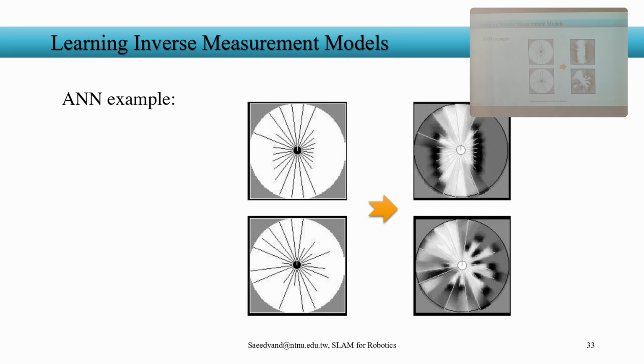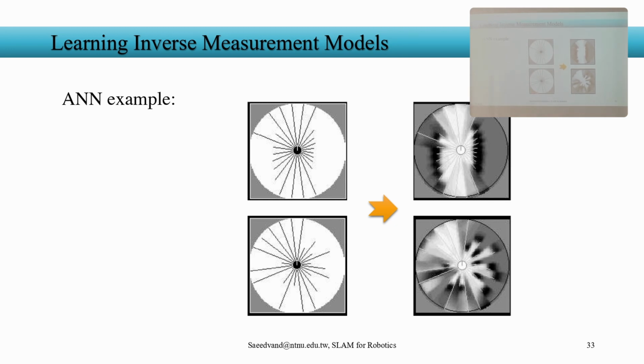This is an artificial neural network example with a LiDAR scanner from the book that you have. It's applied on the inverse measurement model, and you can see what they've done. There is a LiDAR scanner. This is the robot, and these are the beams that have been presented. You can see the constructed map of this one looks like that one, and this one looks like that one. Here, the model hasn't trained well.